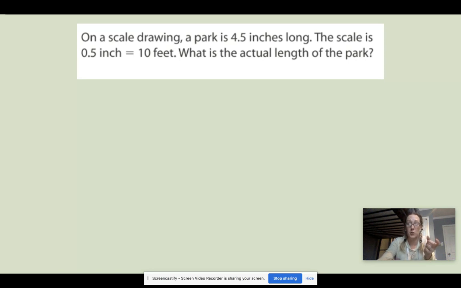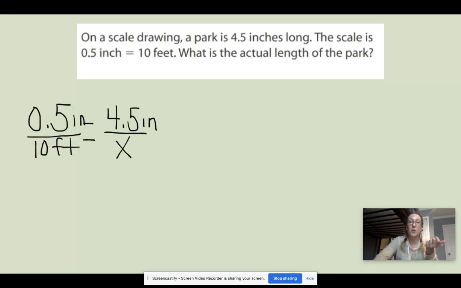So the first thing we need to do is set up our proportion. Okay, so we have our drawing over our actual equal to drawing over actual. You'll notice that I put the scale on the left-hand side, and then on the right-hand side, I made sure that if I had 0.5 inches is to 10 feet, then on the right-hand side, it's inches over what will be feet, because the actual length is going to be in feet. So after we have this set up, we can then cross multiply. We can set up our little palm tree, right? Or use our butterfly method, whatever.